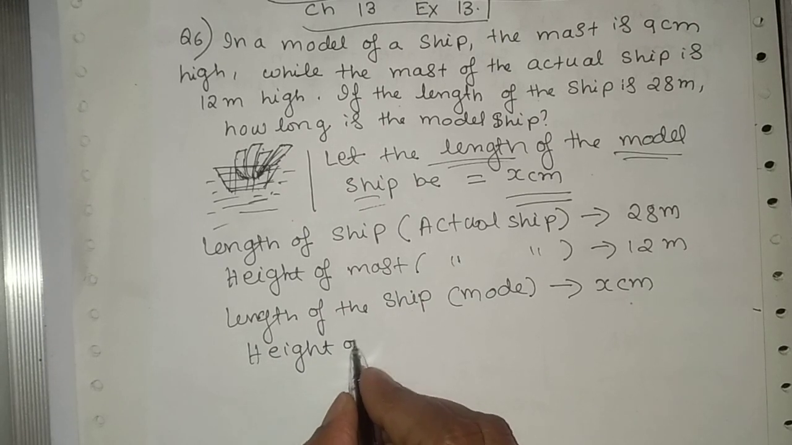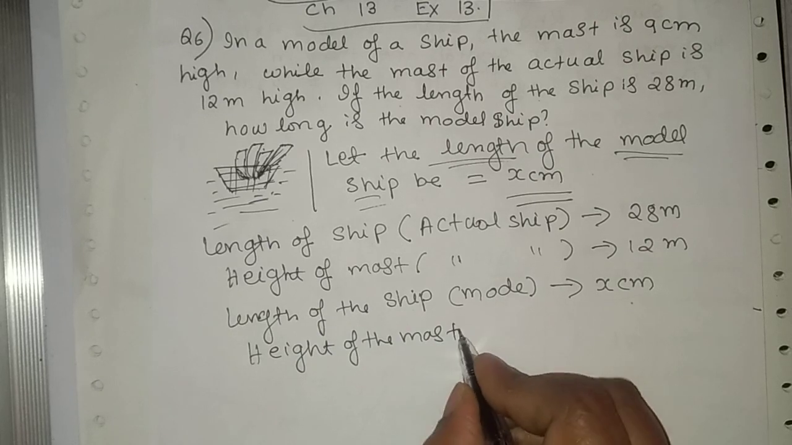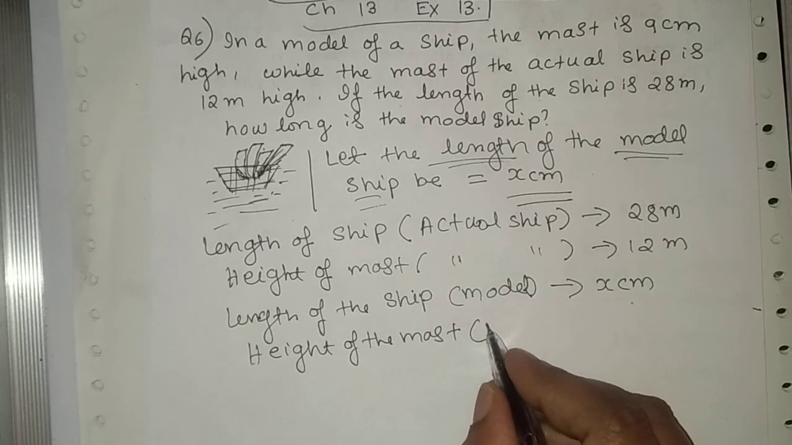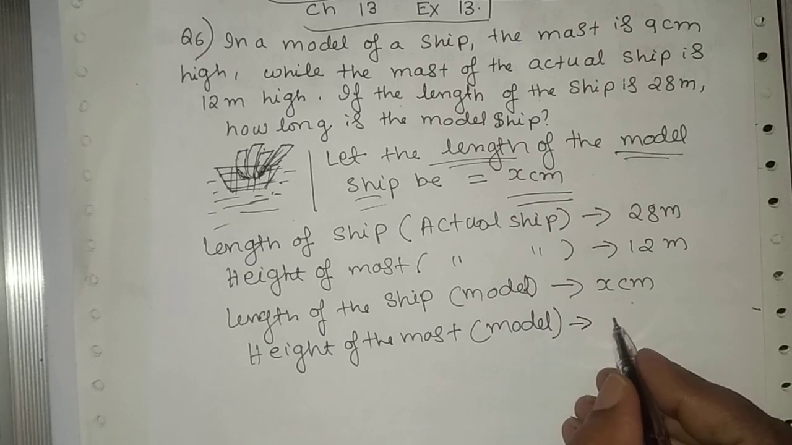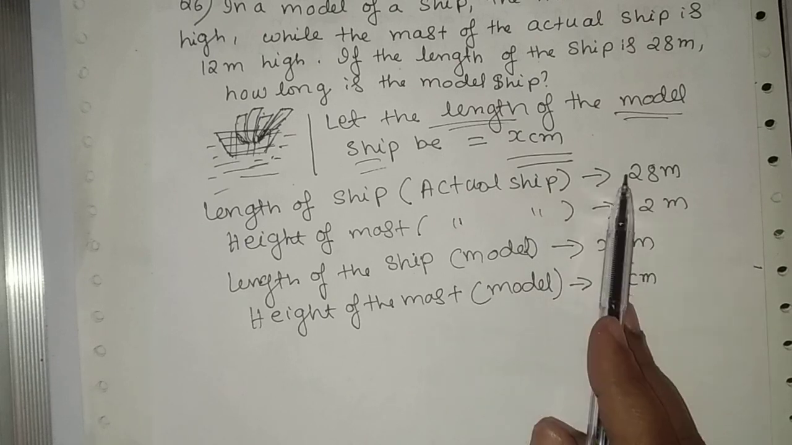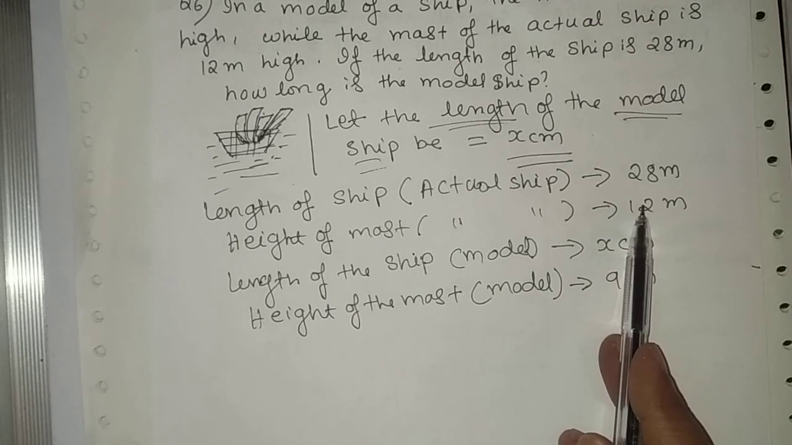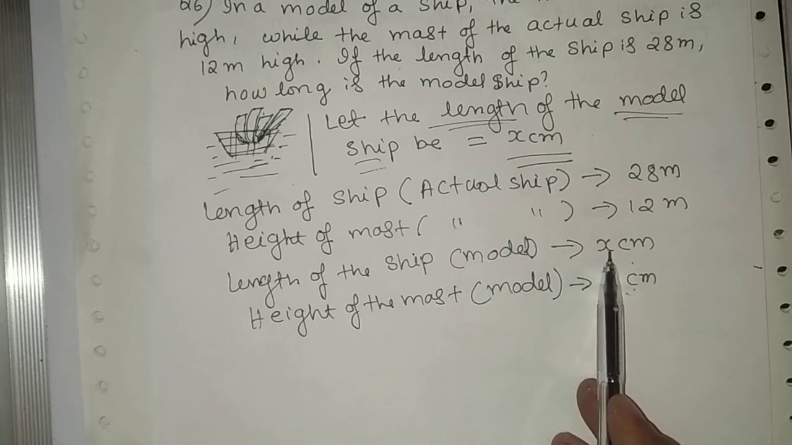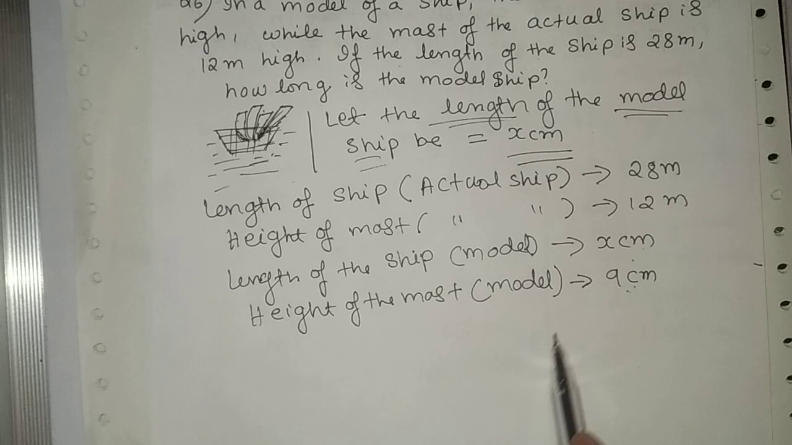Height of the mast, that is the model, is how much? They have given 9 centimeters. So this is the model ship and the mast is 9. This is the actual ship, 28 meter of length and 12 meter mast. Then this is the model ship, we have taken as x centimeters. Then the height of the mast is 9 centimeters.